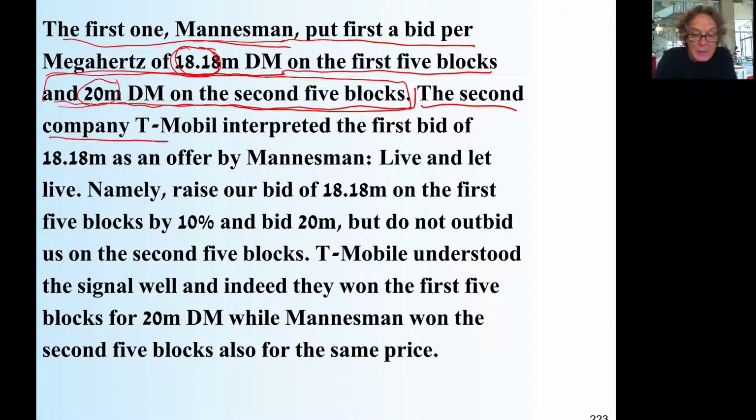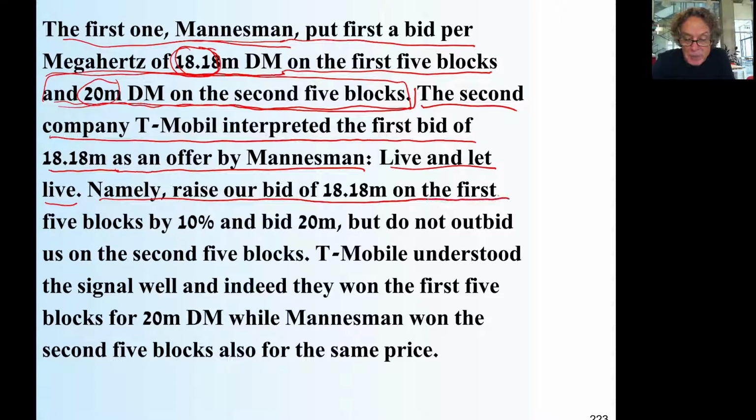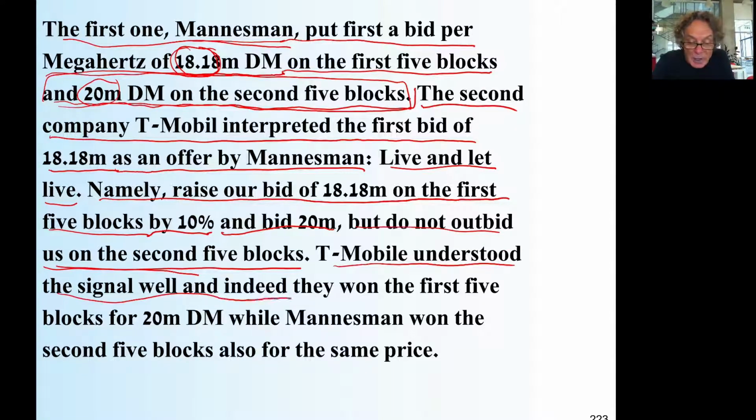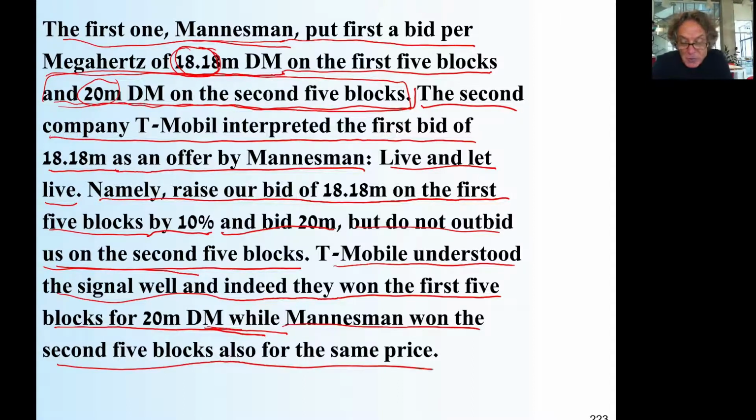The second company, T-Mobile, interpreted the first bid of 18.18 million as an offer by Mannesmann: live and let live. Namely, raise our bid of 18.18 million on the first 5 blocks by 10% and bid 20 million, but do not outbid us on the second 5 blocks where we put 20. So each one will get 5 blocks for 20 each. T-Mobile understood the signal well, and indeed they won the first 5 blocks for 20 million Deutsche Mark, while Mannesmann won the second 5 blocks also for the same price.